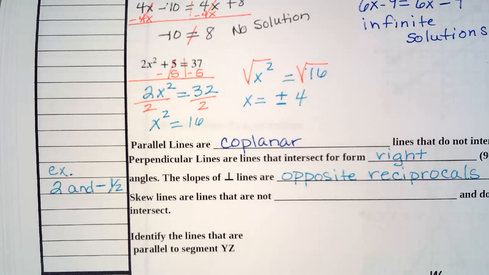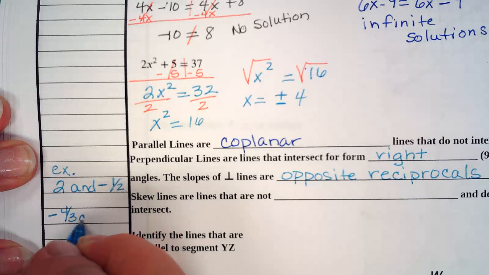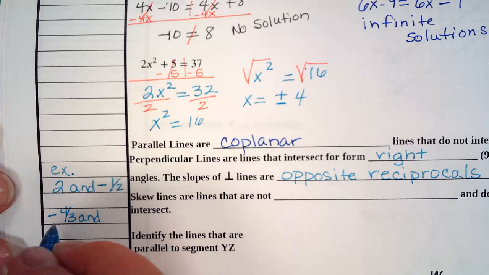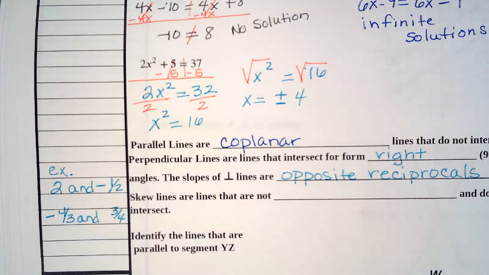So think about when you graph perpendicular lines. One has to be positive and one has to be negative, or they will not ever come together at a 90-degree angle. So what about negative 4/3 and, well, this one's negative, so the second one has to be positive. The reciprocal of 4/3 is 3/4. That gives you 2 examples. There's plenty. If you need to look at more, Google it, and they'll show you opposite reciprocals.